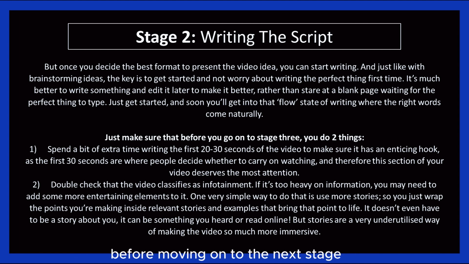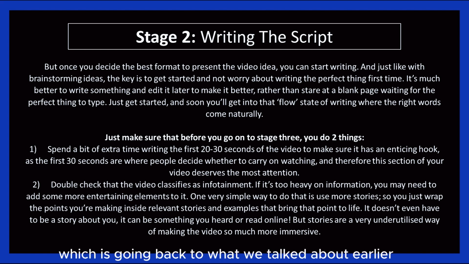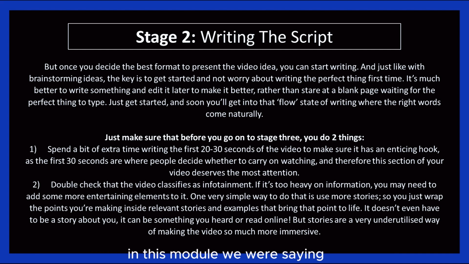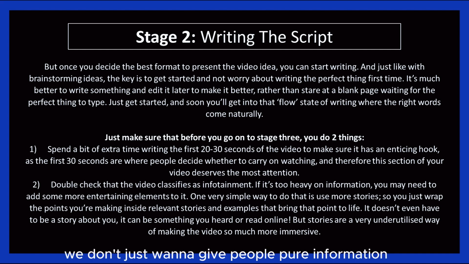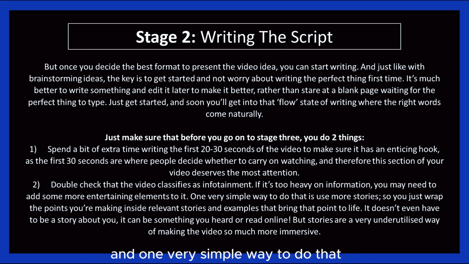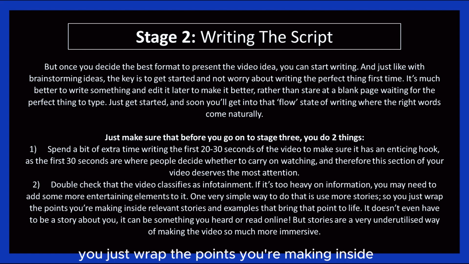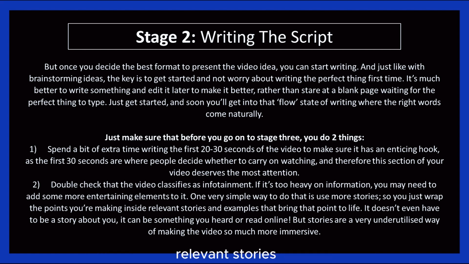The second thing you want to do before moving on to the next stage is double check that the script or the bullet points you've written out classifies as infotainment. Because if it's too heavy on information, you may need to add some more entertaining elements to it, which is going back to what we talked about earlier in this module, where we're saying we don't just want to give people pure information and cold hard facts. We need to add some entertainment in as well. And one very simple way to do that is using more stories. So you just wrap the points you're making inside relevant stories and examples that bring that point to life.